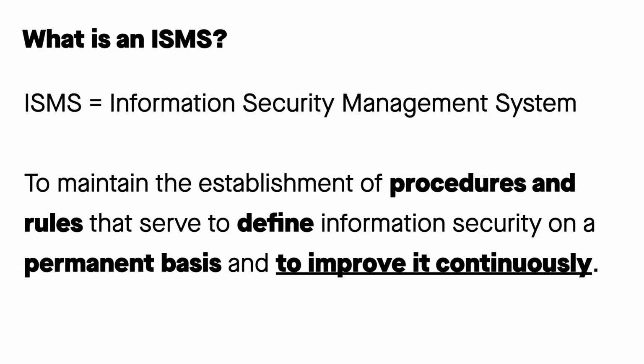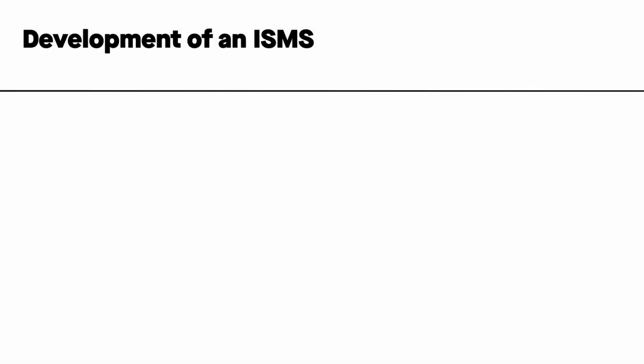What is ISMS? The abbreviation ISMS stands for Information Security Management System. According to Wikipedia, it says, the establishment of procedures and rules which serve to permanently define, maintain, and continuously improve information security. When developing an ISMS, the first thing to do is to find out which contractual or legal obligations are currently being considered and how the processes are defined.